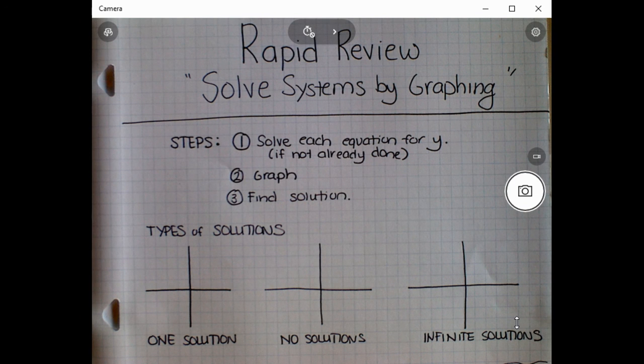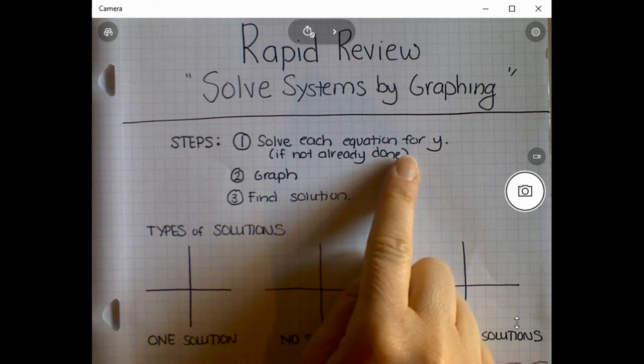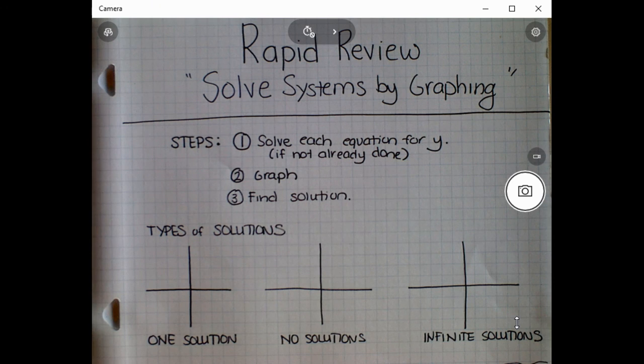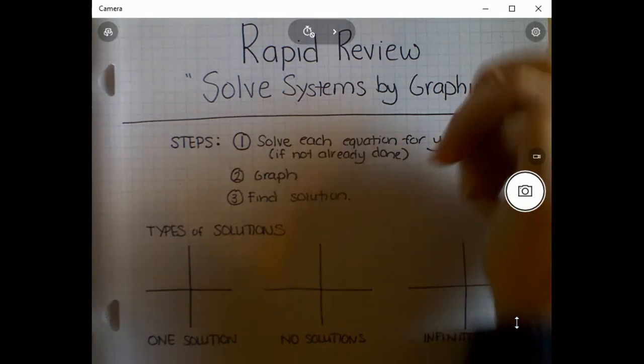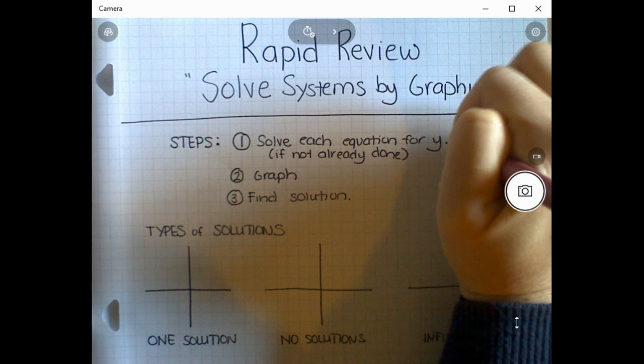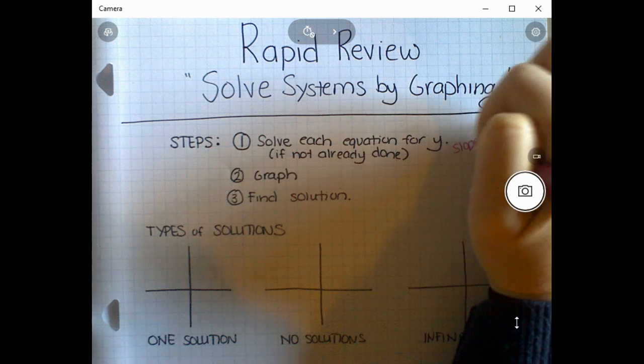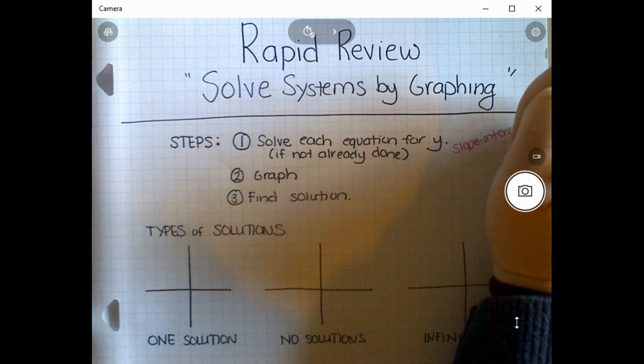Today we're going to review how to solve systems of equations by graphing. So let's get started. Basically, for the steps to solve systems by graphing, you're going to solve each equation for y. That means you are putting the equation into slope-intercept form.